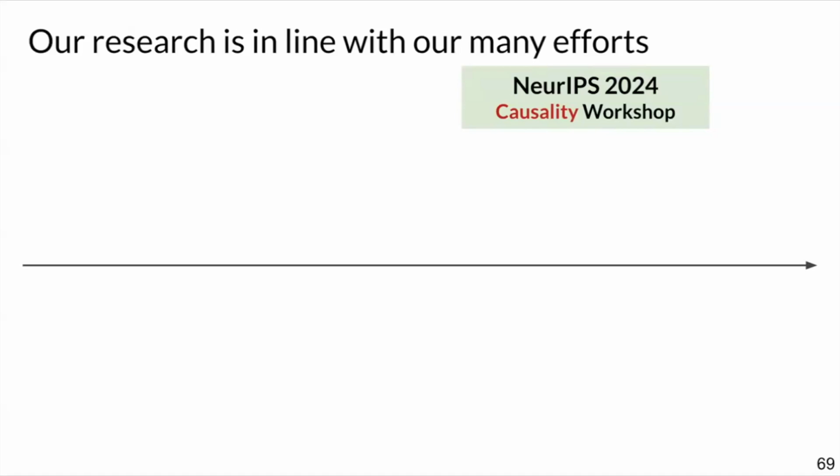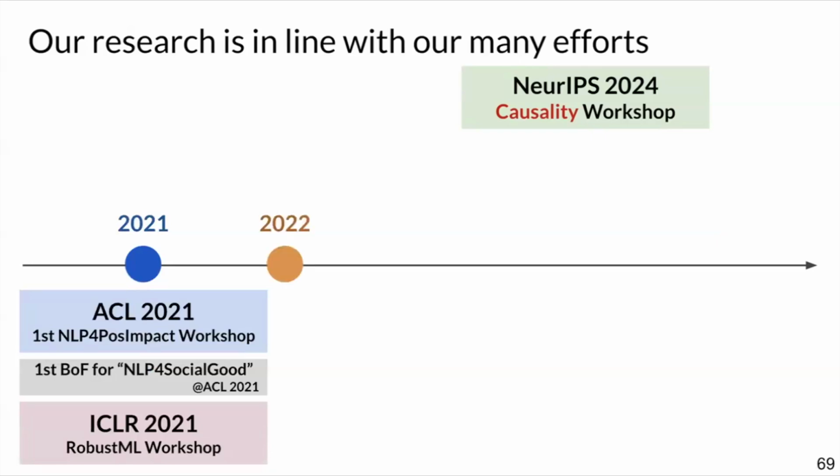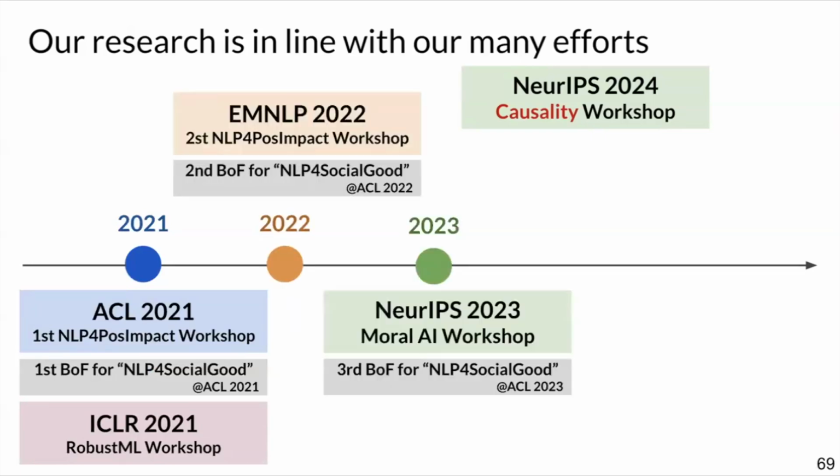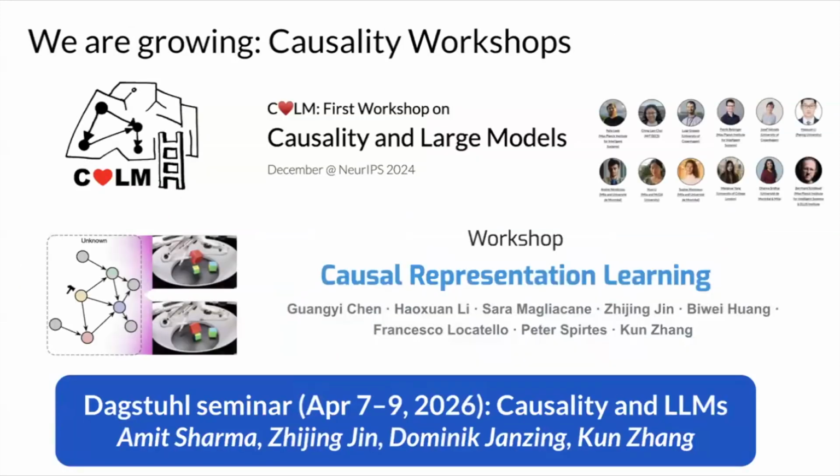So we have lots of community work in line with the research, accompanying the research. Starting from 2021, a lot of workshops on NLP for positive impact. And in the last NeurIPS, we actually had two dedicated causality workshops, one on causality and large models, the other on causal representation learning across all types of data in general. And next year, 2026, in April, we got successfully accepted at a Dagstuhl seminar on causality and LLMs, where we will invite lots of frontier causality and LLM researchers to discuss new frontier questions in the domain.